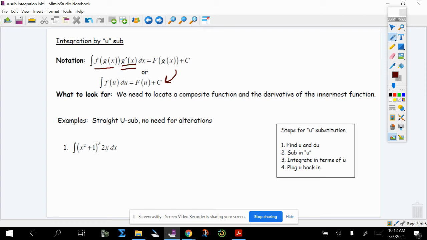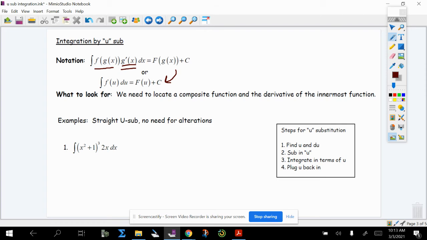And when you do that, you end up with this original or general solution, f of u plus c. So here's what we need to look for. We need to figure out what is that composite function, what is the derivative of that composite function, and what are all the pieces and parts. The absolutely easiest ones that you will see are what I call straight or basic u substitution. What makes them so nice is they are actually perfect and have everything you need. We say that there's no need to adjust or alter them in any way.